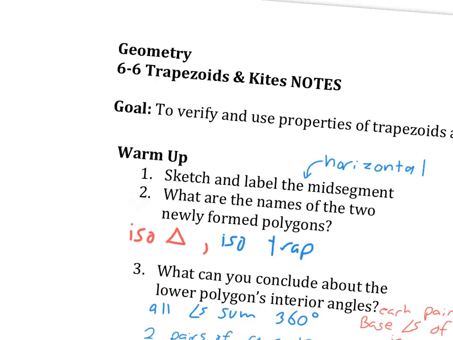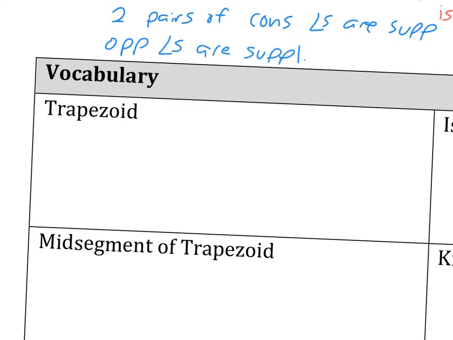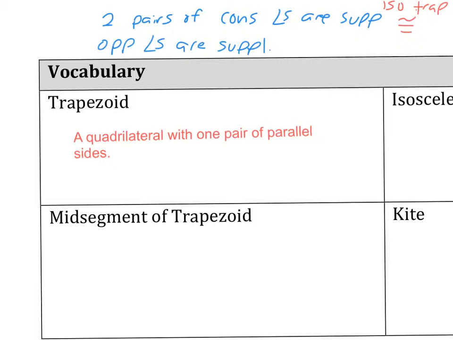We will be chatting about two things. We're going to verify, which is partially a verification there, and we're going to use properties of our friends trapezoids and kites. So let's walk through some definitions here together. A trapezoid is a quadrilateral with one pair of parallel sides. You could be more specific and say one pair of opposite sides are parallel. But that's implied.